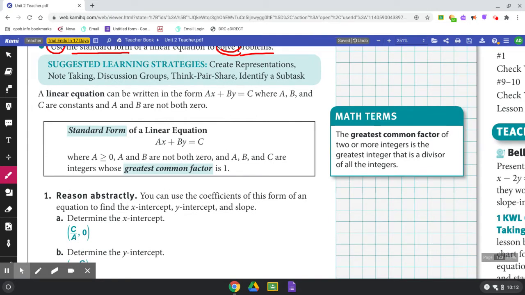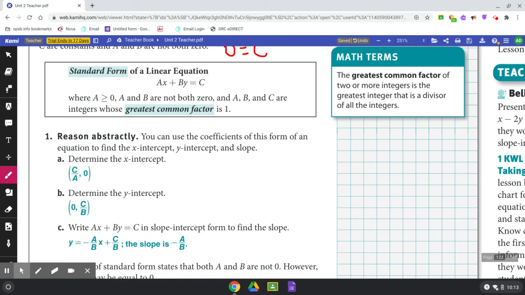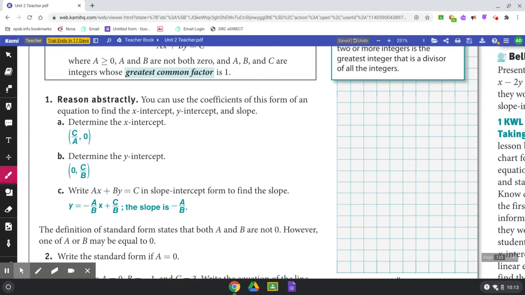A linear equation can be written in the form ax plus by equals c, where a, b, and c are constants, and a and b are not both 0, because if a and b were both 0, that would end up being 0 equals another constant. And that's not possible. So standard form of a linear equation, ax plus by equals c, where a is greater than or equal to 0, a and b are not both 0, and a, b, and c are integers whose greatest common factor is 1. So that basically just means simplified.